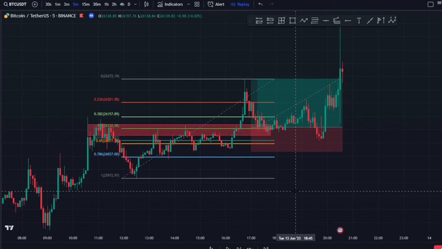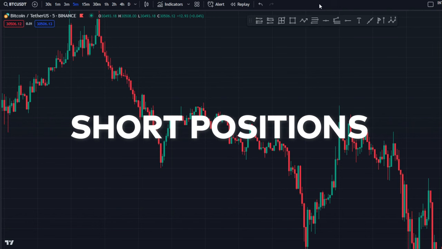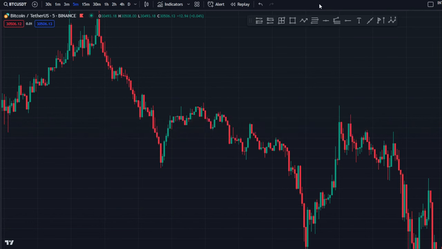So now let's transition to taking a sell order. In order to take short positions, the rules are exactly the same as taking long positions, except that you just reverse the rules.